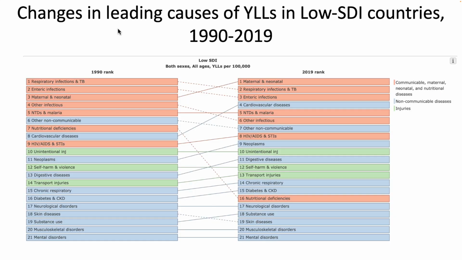And this slide shows how the leading causes of years of life lost have changed in low SDI countries or low SDI settings from 1990 on the left to 2019 on the right. Again, we see the communicable diseases represented among the top causes of YLLs, but also causes like cardiovascular diseases and neoplasms are beginning to play a greater role in more recent years. This could be due to a number of factors, but some important reasons include the aging of the population and improved control of major communicable diseases in low SDI settings.